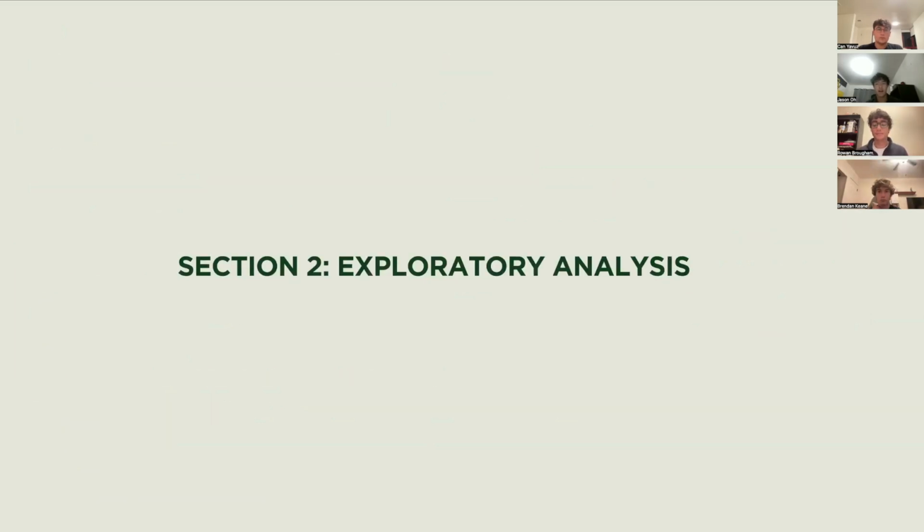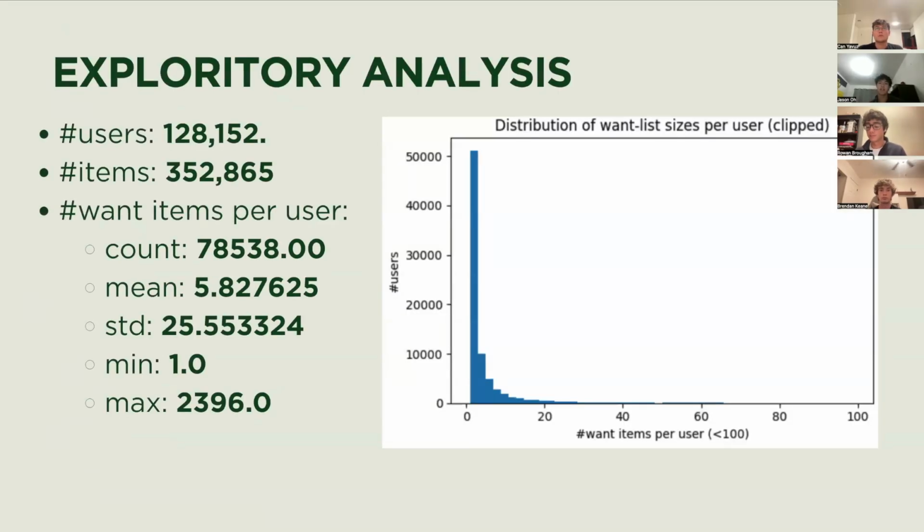All right, so now we're going to go into section 2, which is exploratory analysis. To begin our project, we first had to understand the structure of the Tradesy list dataset. One of the first things we looked at was the scale of the data. We have around 128,000 users and over 350,000 items. That already tells us we're working with a fairly large e-commerce style data set where user behavior can vary a lot. The key question was how many items do users actually want?